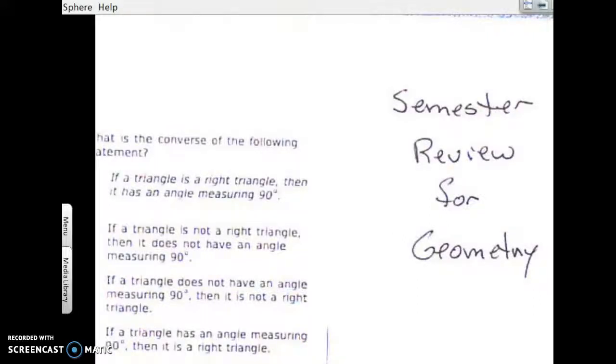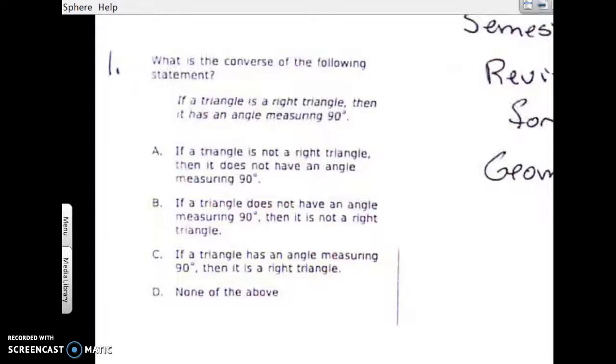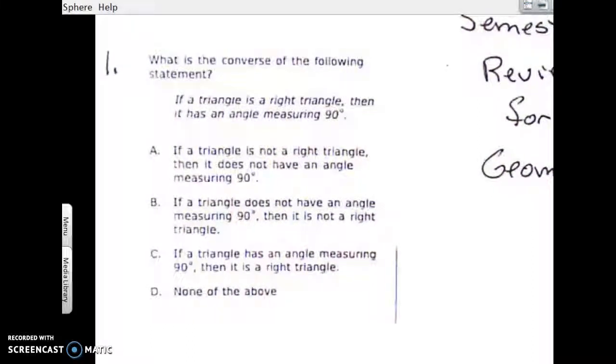Today we're going to be looking at the semester review for our geometry exam. If you take a look at the first question, it says, what is the converse of the following statement? Remember that a converse flips your hypothesis and conclusion. So the statement, if a triangle is a right triangle, then it has an angle measuring 90 degrees. The statement is going to be flipped when I see that converse.